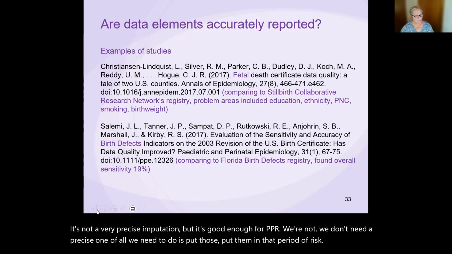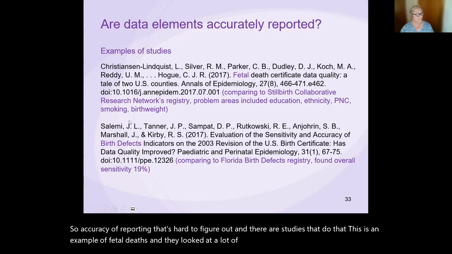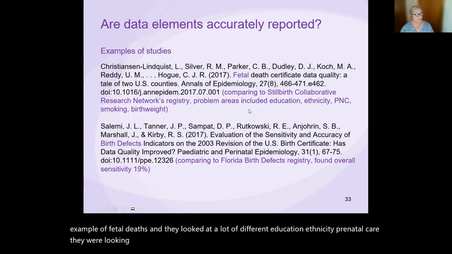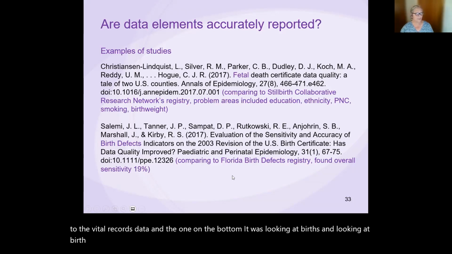So accuracy of reporting, that's hard to figure out. And there are studies that do that. This is an example of fetal deaths, and they looked at a lot of different things: education, ethnicity, prenatal care. They were generally comparing the Stillbirth Collaborative Research Network's registry to the vital records data. And the one on the bottom was looking at births and birth defects, comparing it to the Florida Birth Defects Registry. You always have to have something to compare it to.